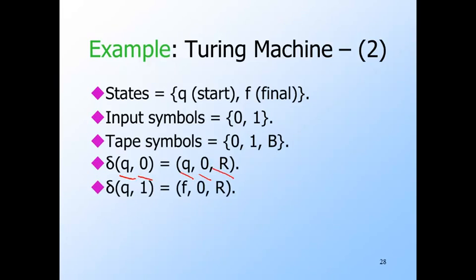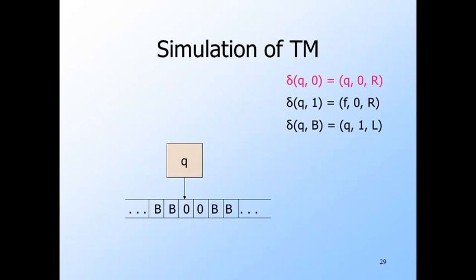Another rule says that if it is in state Q and sees a 1, it goes to final state F, replaces the 1 by a 0, and moves right. It doesn't matter which way the head moves in this situation since it has accepted its input, but it always has to move left or right, so we'll say right. The last move of the Turing machine says that in state Q, while scanning a blank, it replaces the blank by 1 and moves left, staying in state Q.